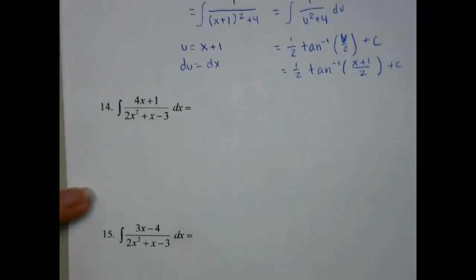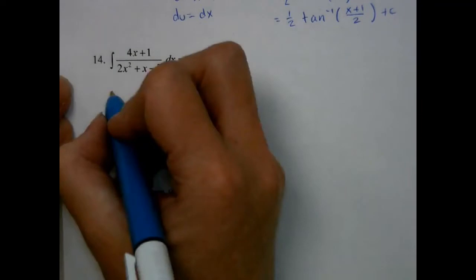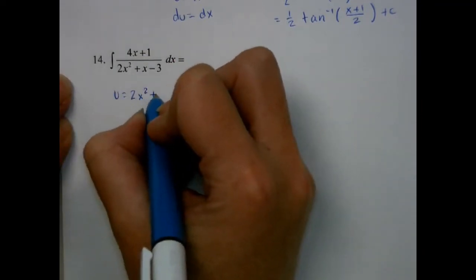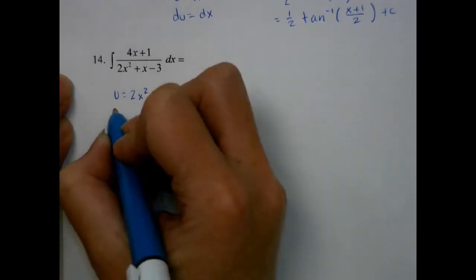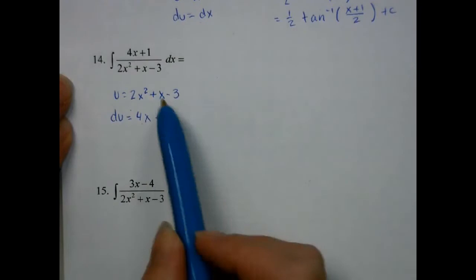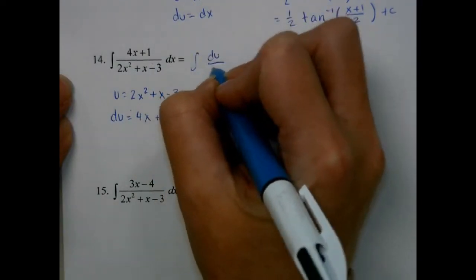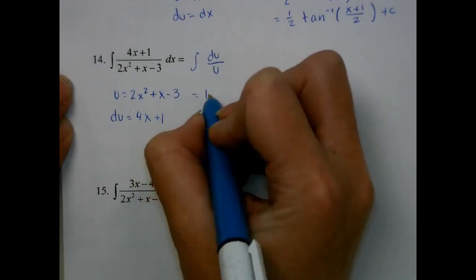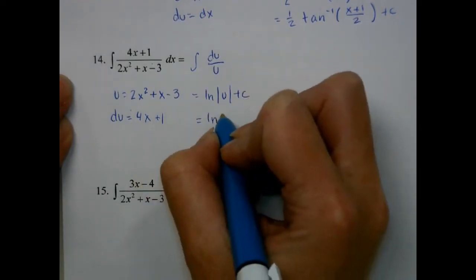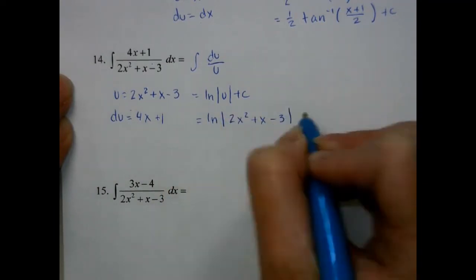The next one, we can do a u substitution because of this numerator. So du is 4x plus 1. So because that derivative is here, we can rewrite this as du over u. So that'll be natural log of u, which is going to be natural log of 2x squared plus x minus 3, plus c.